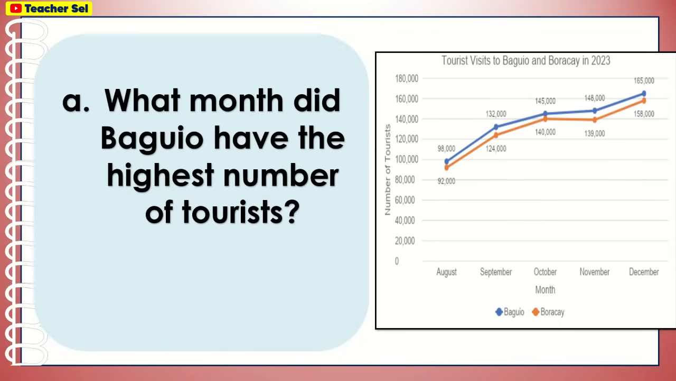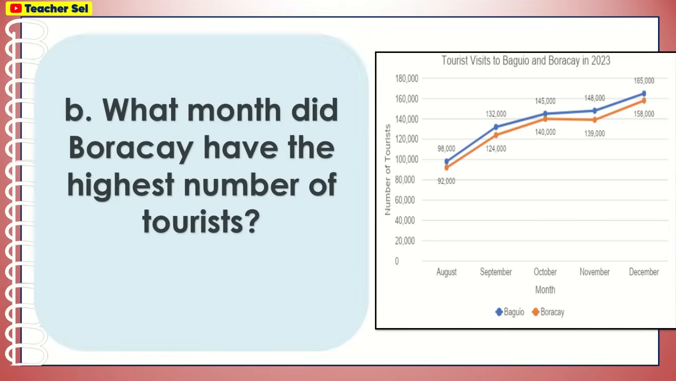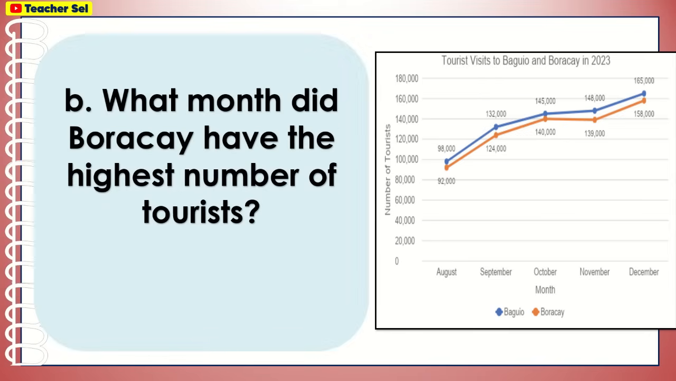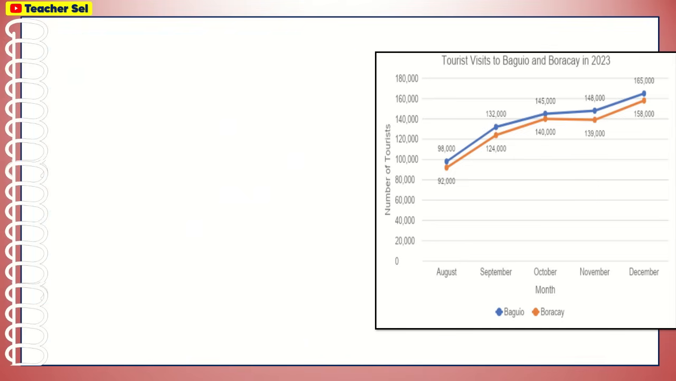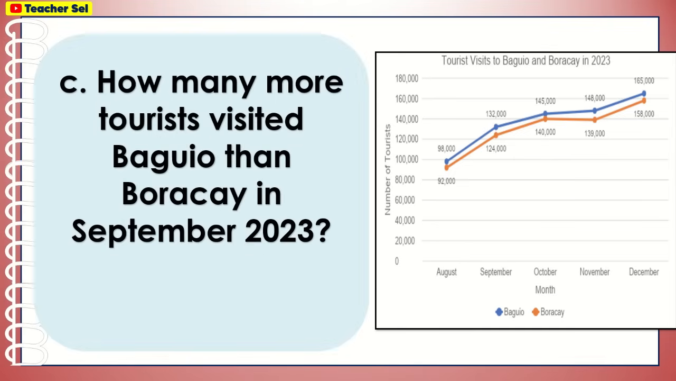What month did Baguio have the highest number of tourists? December. What month did Boracay have the highest number of tourists? December. How many more tourists visited Baguio than Boracay in September 2023? 8,000 tourists.